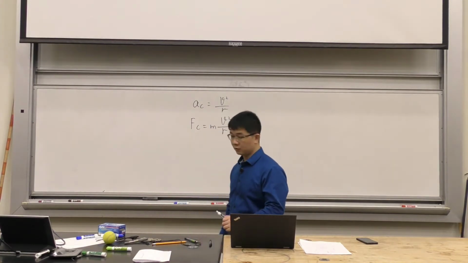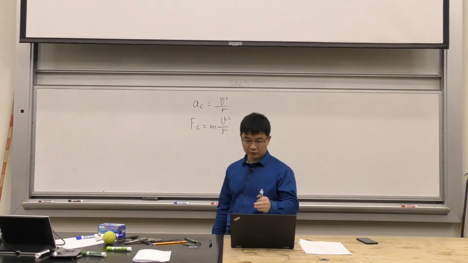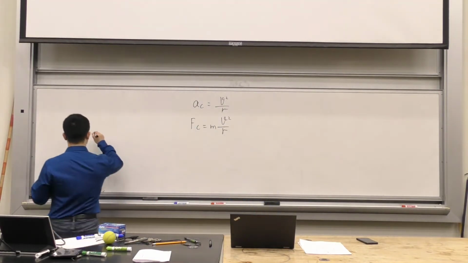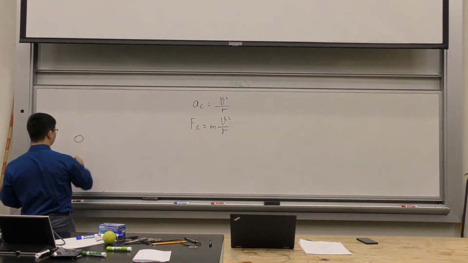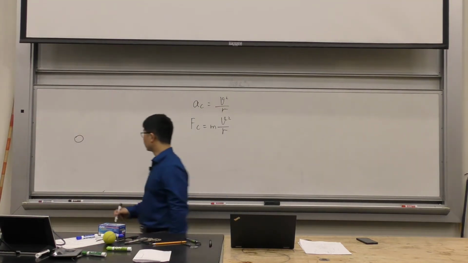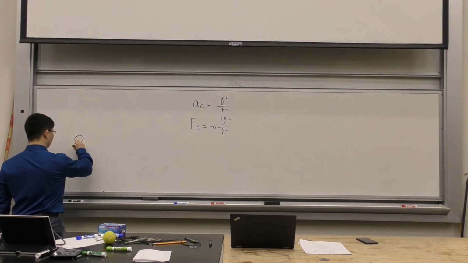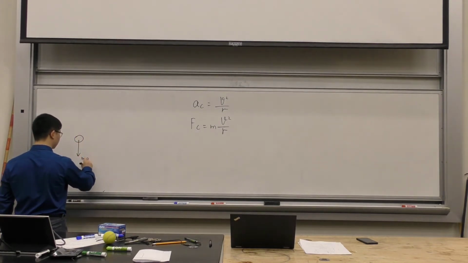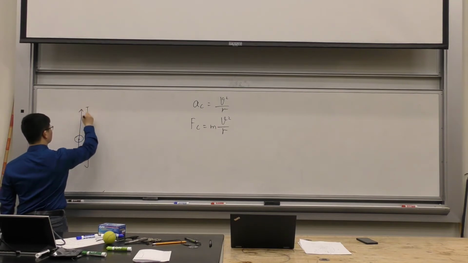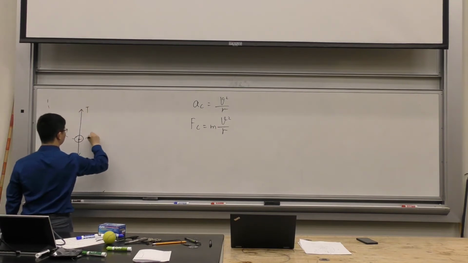Okay, so let's do that. Let's use this in this question. So if I draw a free body diagram of the ball at the bottom, what do we get? I would get gravity down, and then tension up, okay? So this is what happens at the bottom.